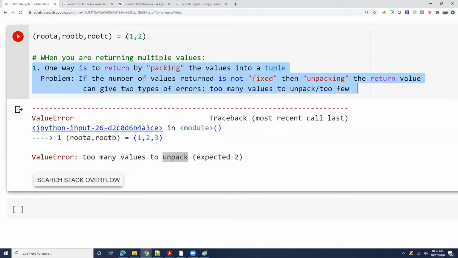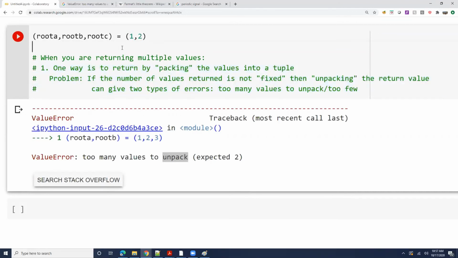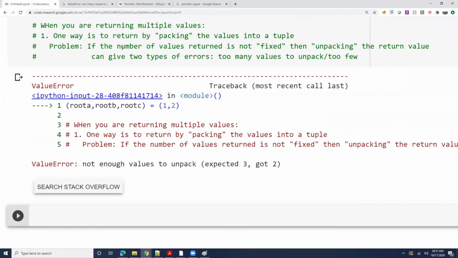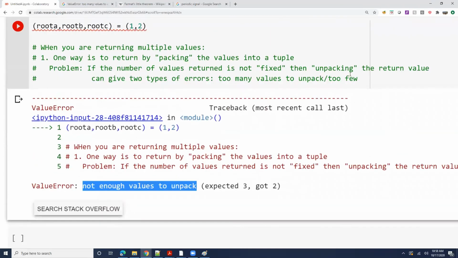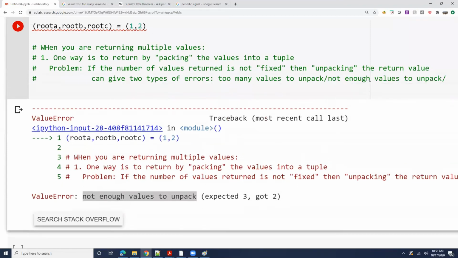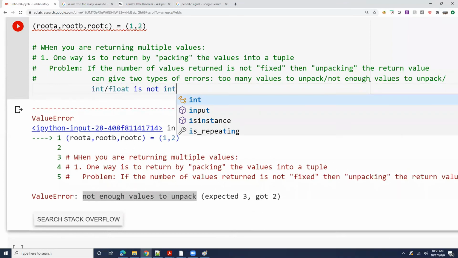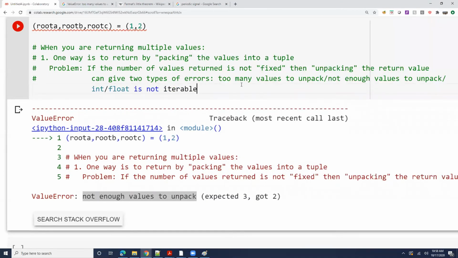Any guesses if I say root ABC equal to 1, 2, what happens? Okay, too many values. So not enough values, it says not enough values to unpack. So either there are too many values or not enough values, or not iterable, like whatever, int, float, whatever is not iterable. So you can get some errors.